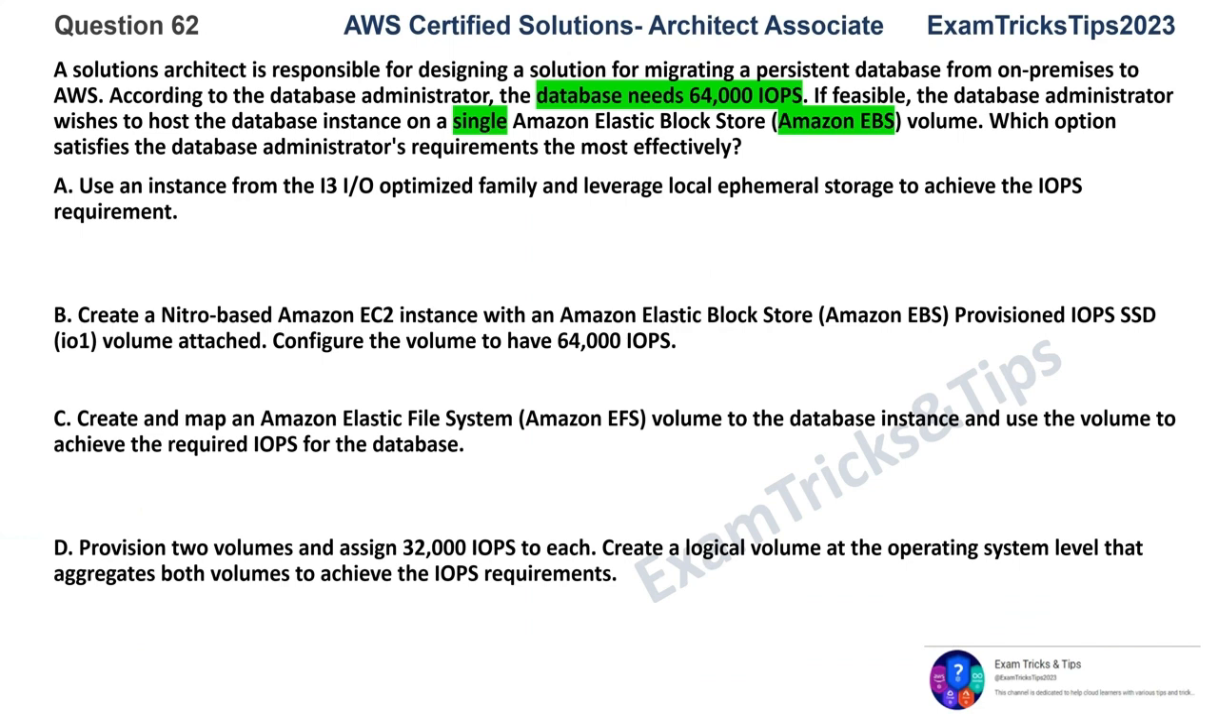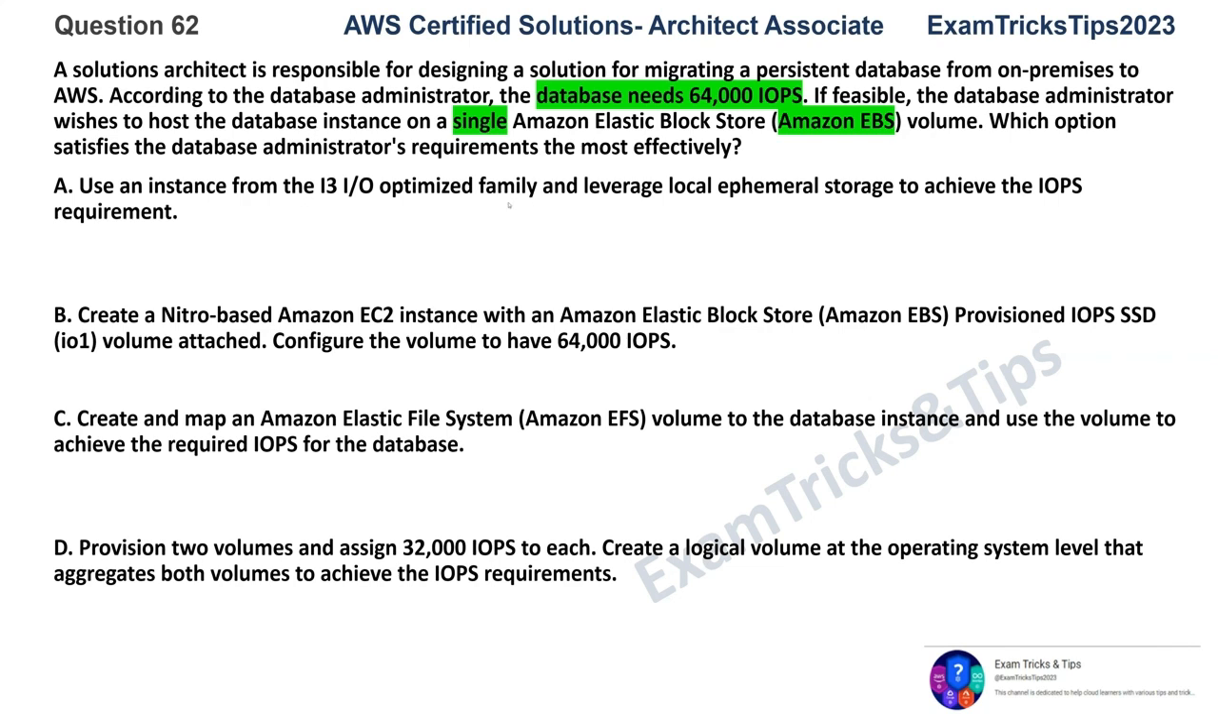Let's go back to the options. And you can see option B, create an EC2 instance with Amazon Elastic Block Store Provisioned IOPS SSD, that is io1, volume attached. That's what you need, and you will configure this to 64,000 IOPS. So that's the correct answer. It's based on the knowledge area that you need to be aware of for EBS volumes. Let's see what's wrong with the other options. This is an academic exercise, but we'll go and do it anyway.